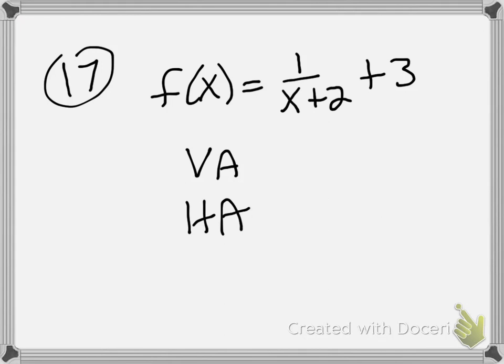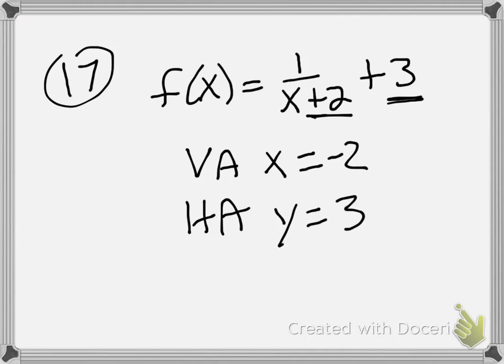The vertical asymptote comes from what's down here underneath with your x. So it's going to deal with x. However, you got to make sure that the one with the x changes sign. So your vertical asymptote is actually going to be x equals -2. And then whatever is right here, added or subtracted in the back, is your horizontal asymptote. So for this one, y is equal to 3.